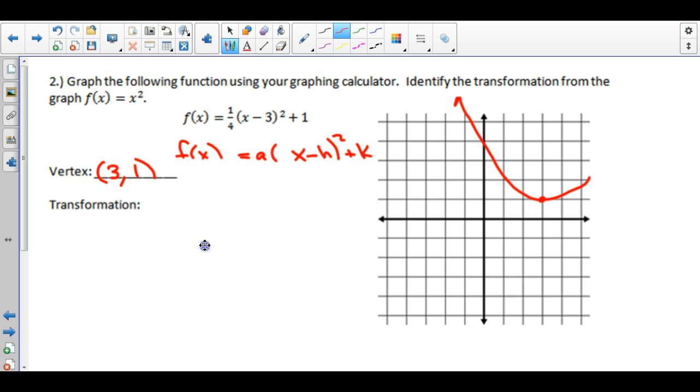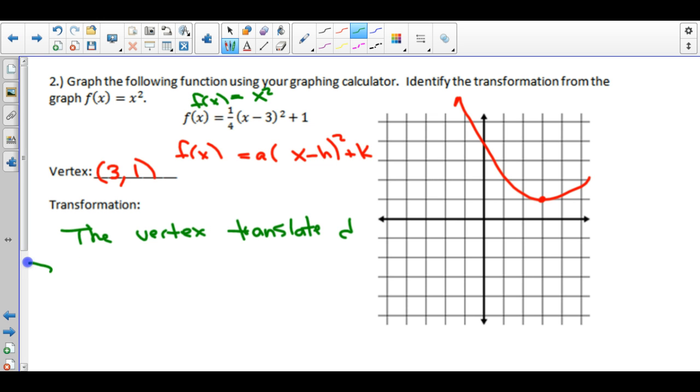Either way, as far as the transformation goes, from f of x equals x squared, from what I have in green, to what this function is. The transformation. Here's what I would love you guys to say as far as justification goes. The vertex translated 3 units to the right, and 1 unit up.